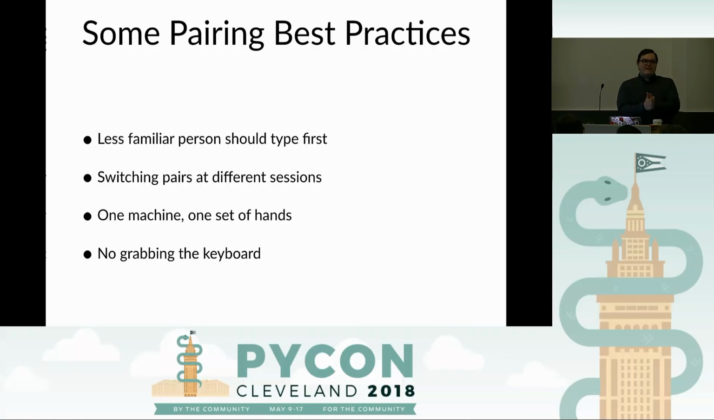One machine, one set of hands. You know, strict extreme programming agile says you have two keyboards and two mice, like you're wizards. One keyboard, one set of hands. Please don't grab the computer away from your partner. Let's build a nice, fostering, welcoming environment while we're here together. Great. I'm going to keep going.